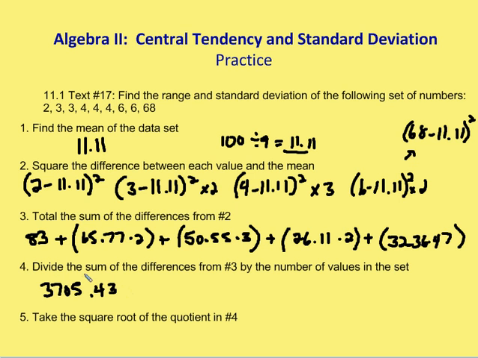3,705.43. Now the next step is to divide the sum that I've totaled from number 3 by the number of values in the set, which is going to be 9. If you do the calculations, you should come up with a total value of 411.79. And now we want to take the square root of the value that we received in 4, and we take the square root of 411.79, and we get 20.29, and that should be our standard deviation for this problem.